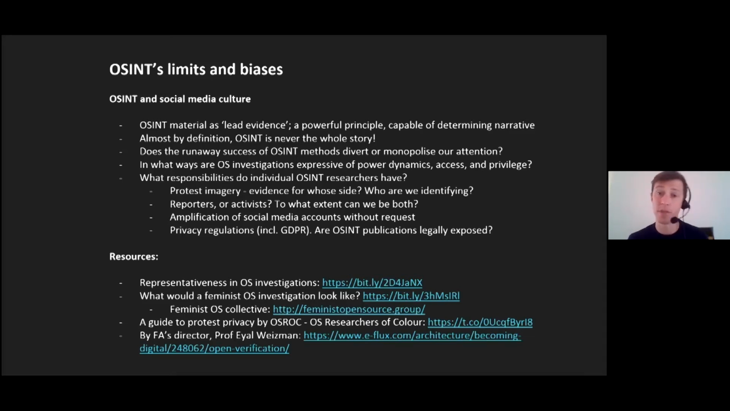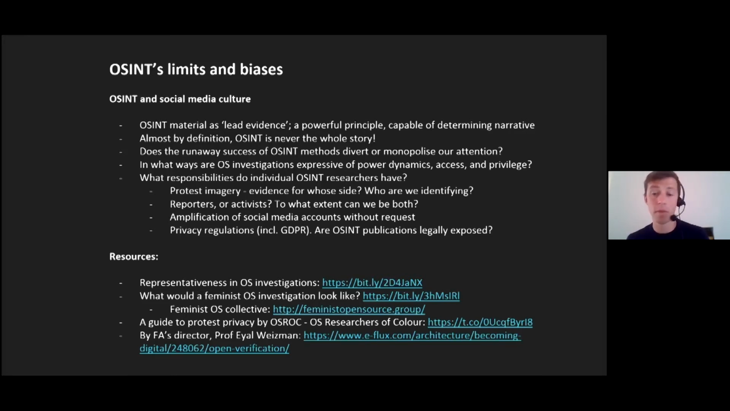As I say, I will be sharing these slides with you. But when we think about representativeness, and we can think about the representation of various minorities in open source research and how that changes the field, this is a really live issue, and it's one that's really exciting for us at the moment. It's one I'd love to hear your perspectives on.